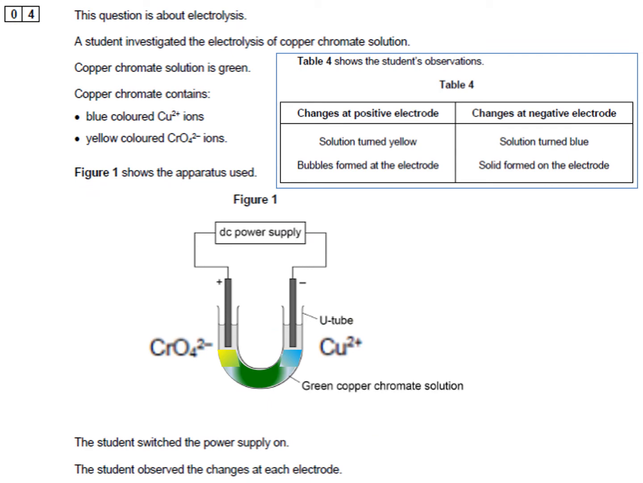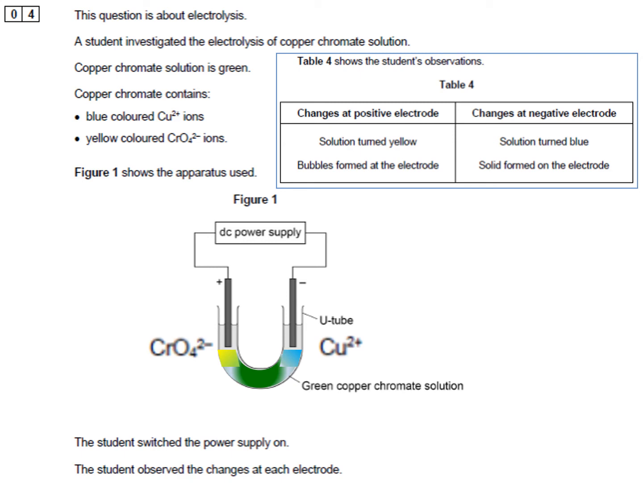Okay, question 4, electrolysis. This is a lovely practical where we start off with copper chromate in solution, and it's green because it has two coloured compounds in there which are mixed together to give that view of green. So the copper is blue and the chromate is yellow. Put the two together and you see green.